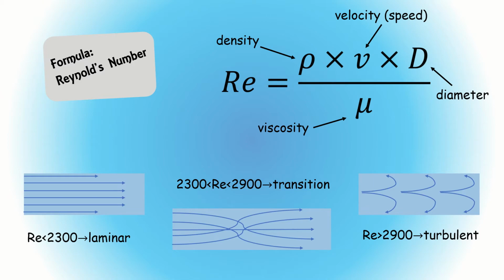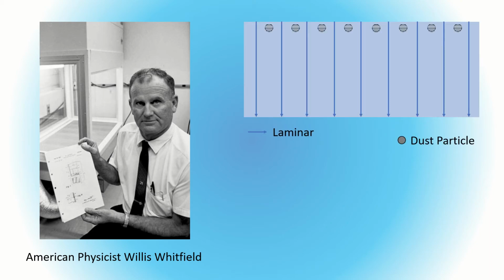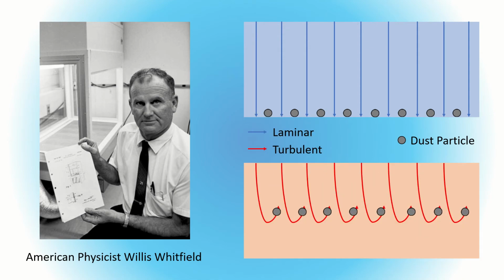Why is it important for us to understand laminar and turbulent flow? American physicist Willis Whitfield invented the clean room to provide a sterilized workspace for experiments. It uses the concept of laminar flow to quickly and efficiently flush out impurities. If it had been turbulent flow, energy would be wasted pushing more clean air into the room to sterilize it.